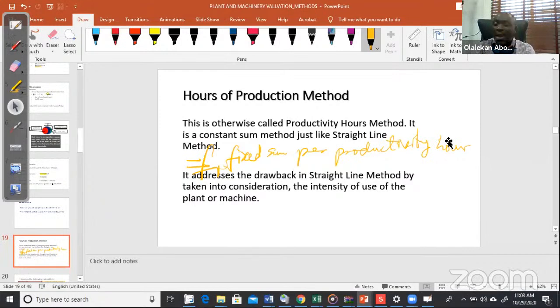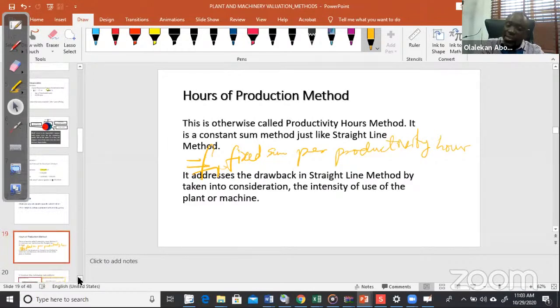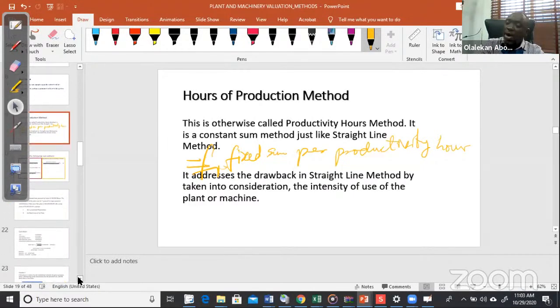In using it, the formula is basically the same thing as that of straight line. The only difference is that instead of your N being in terms of number of years, your N is now in terms of what? Total productive hours of the machine. Hours. Yes, number of hours. Total productive hours of the machine. Okay? That is just the difference there. So then instead of age in use, it will now be number of hours in use, the running hours that the machine is being used. Okay? So let's quickly see.